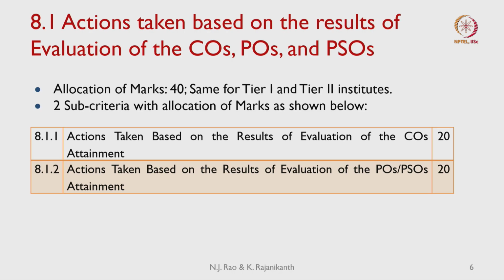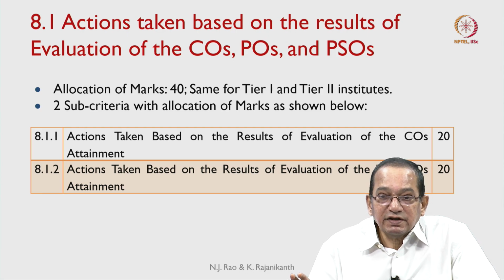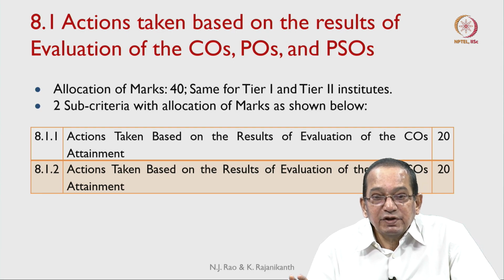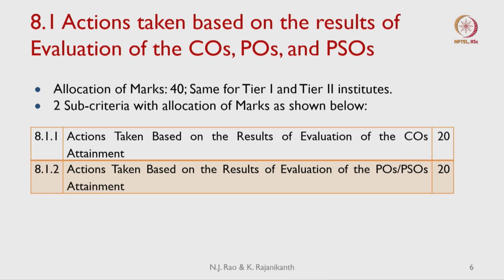So, the first sub-criterion is closing the quality loop with respect to COs, POs and PSOs, that is, taking corrective actions based on the results of evaluation of the attainment of COs, POs and PSOs. So, there are 20 marks for the COs case and 20 marks for POs and PSOs. Otherwise, it is the same nature of consideration.